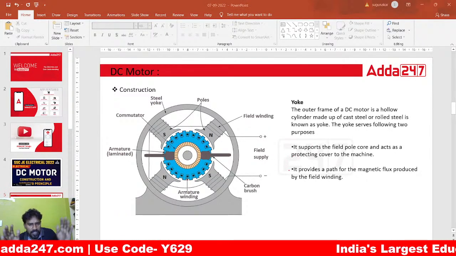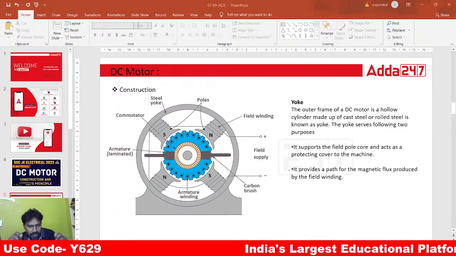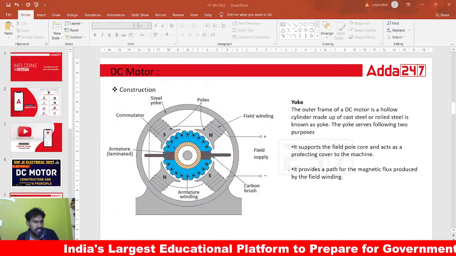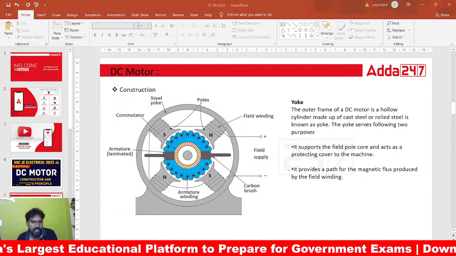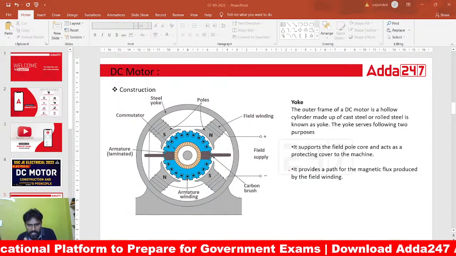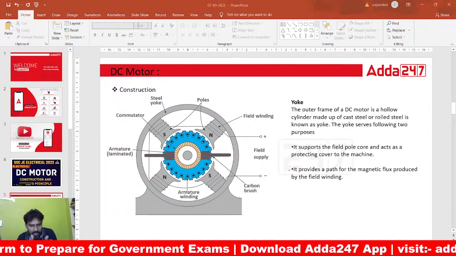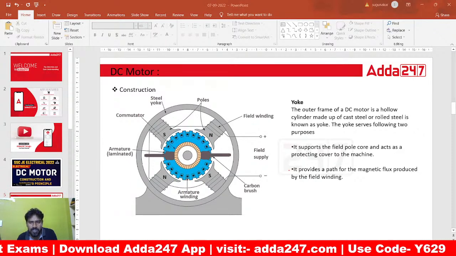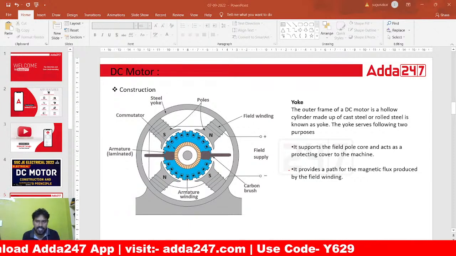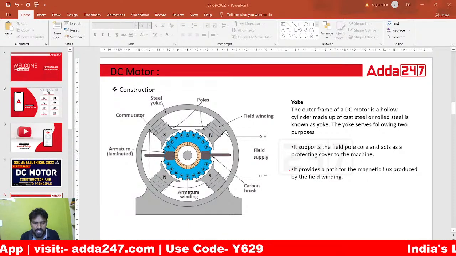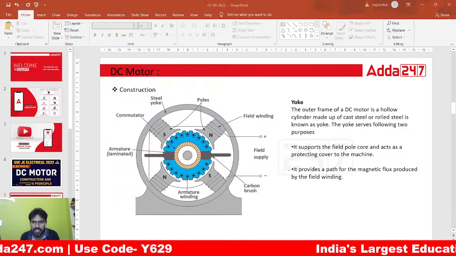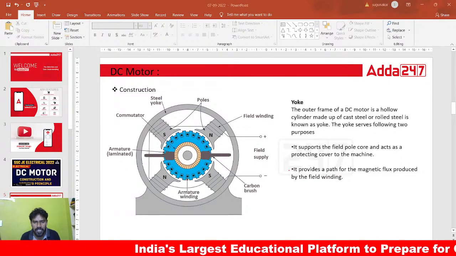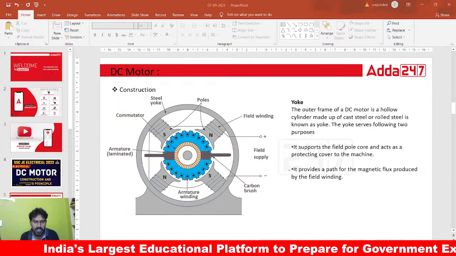Already I showed that wherever we use lamination, remember the purpose is to reduce the eddy current losses, whether in a transformer or any machine. Lamination means cutting the core into small pieces, like bread slices. There is an insulation gap between two different slices. Due to that, the circulating current in the core is reduced, and automatically the eddy current losses also reduce. That is the purpose of laminating the armature core.